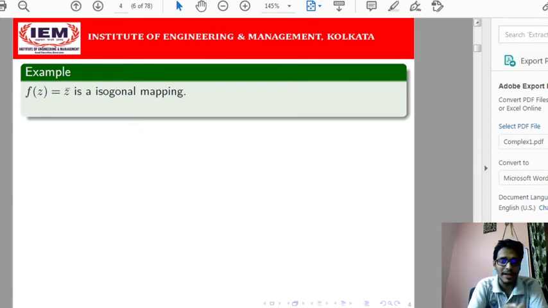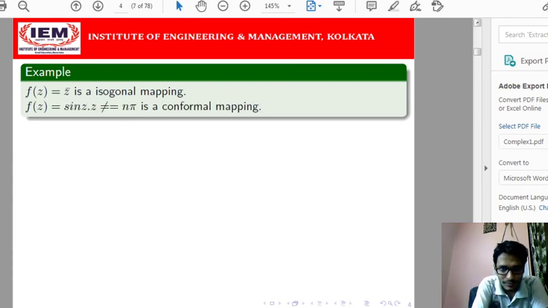So what does it actually map? It maps any point in the z plane to its corresponding image in the w plane. So z bar is x minus iy. That means if I take a point 1 plus 2i, it will be mapped to 1 minus 2i. That means the point (1, 2) will be mapped to (1, minus 2), and so on.